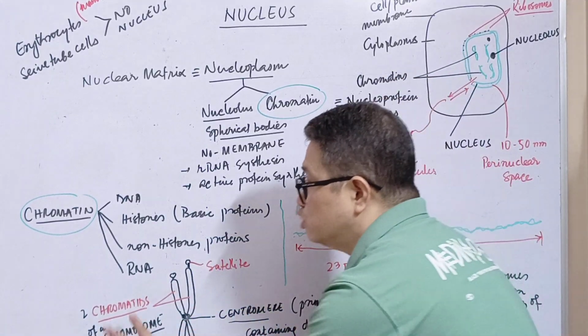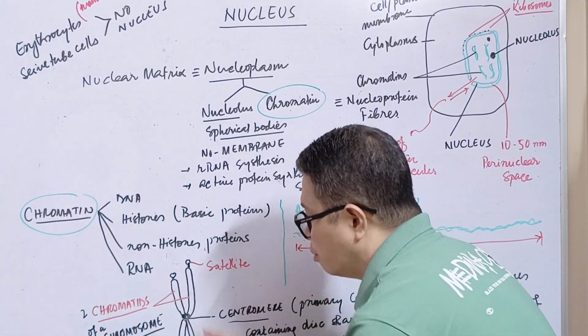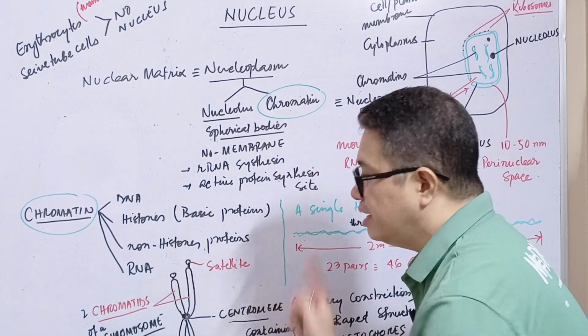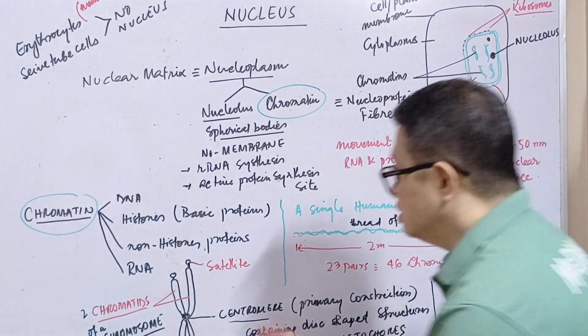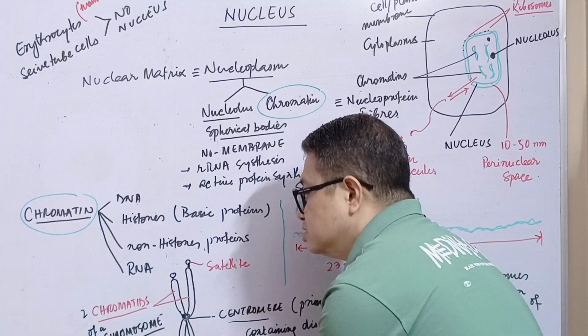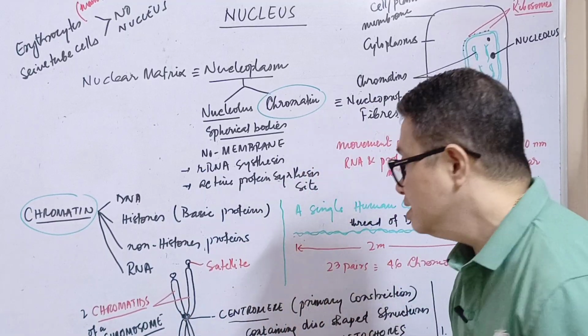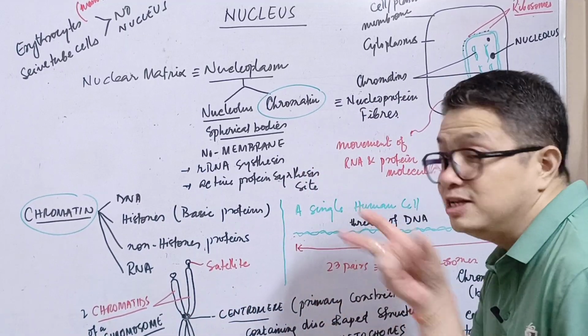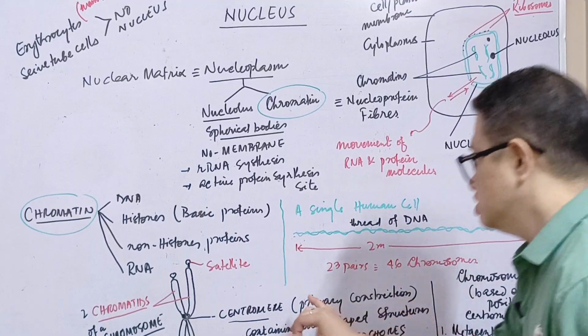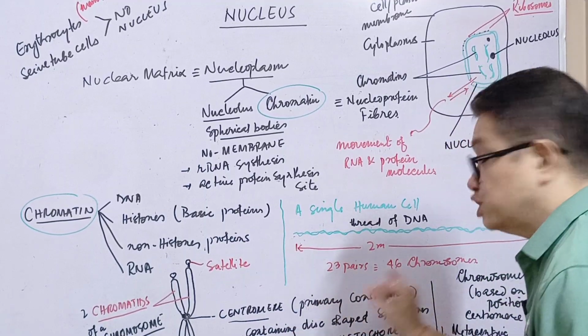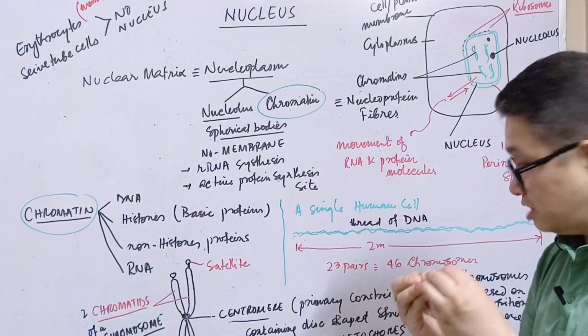A chromosome consists of 2 chromatids. एक chromatid. So there are 2 chromatids which make one chromosome, right? There will be a constriction sometimes in the middle, and that constriction is known as centromere. उसको centromere कहते हैं. So these are primary constrictions. सुकड़ा हुआ है यहाँ पे.